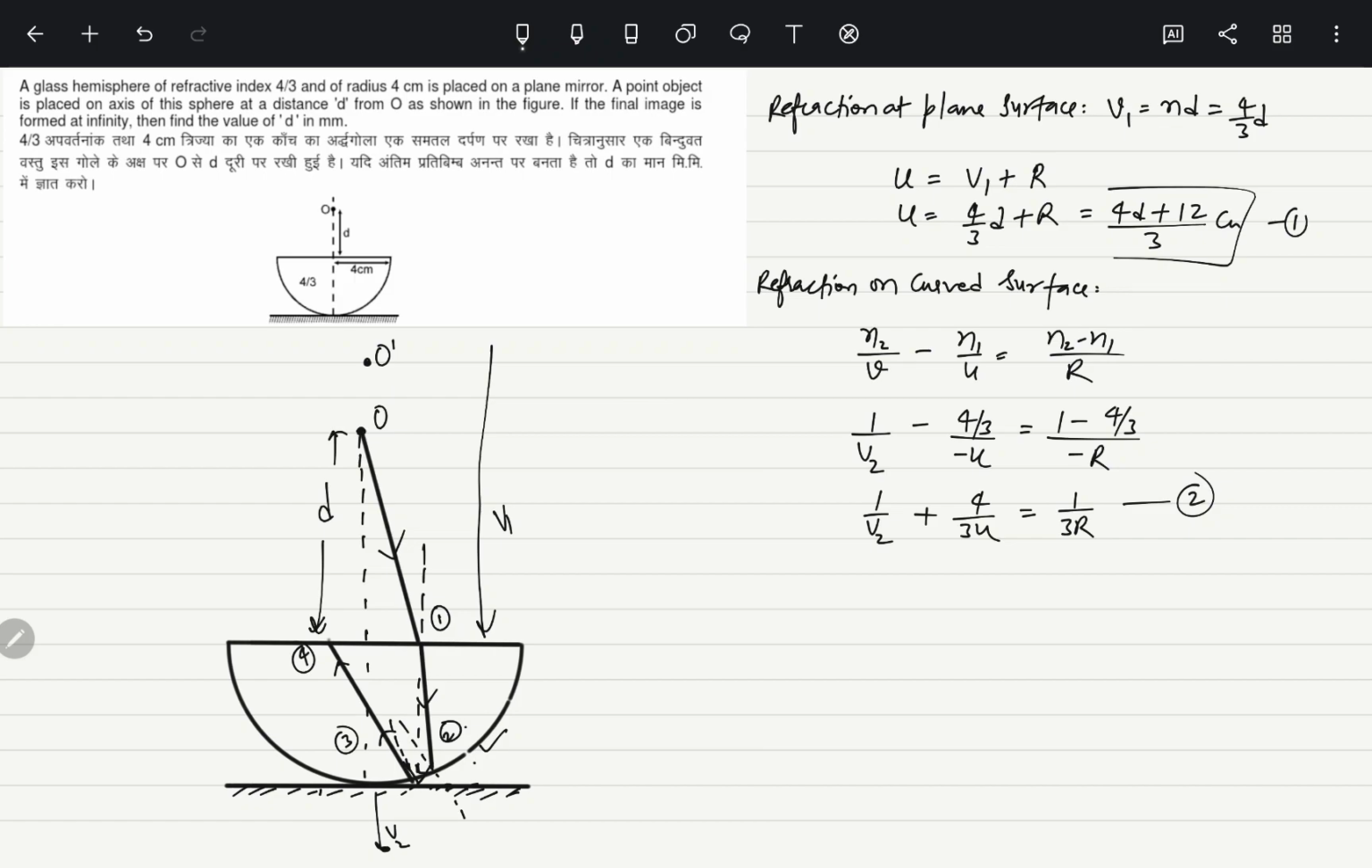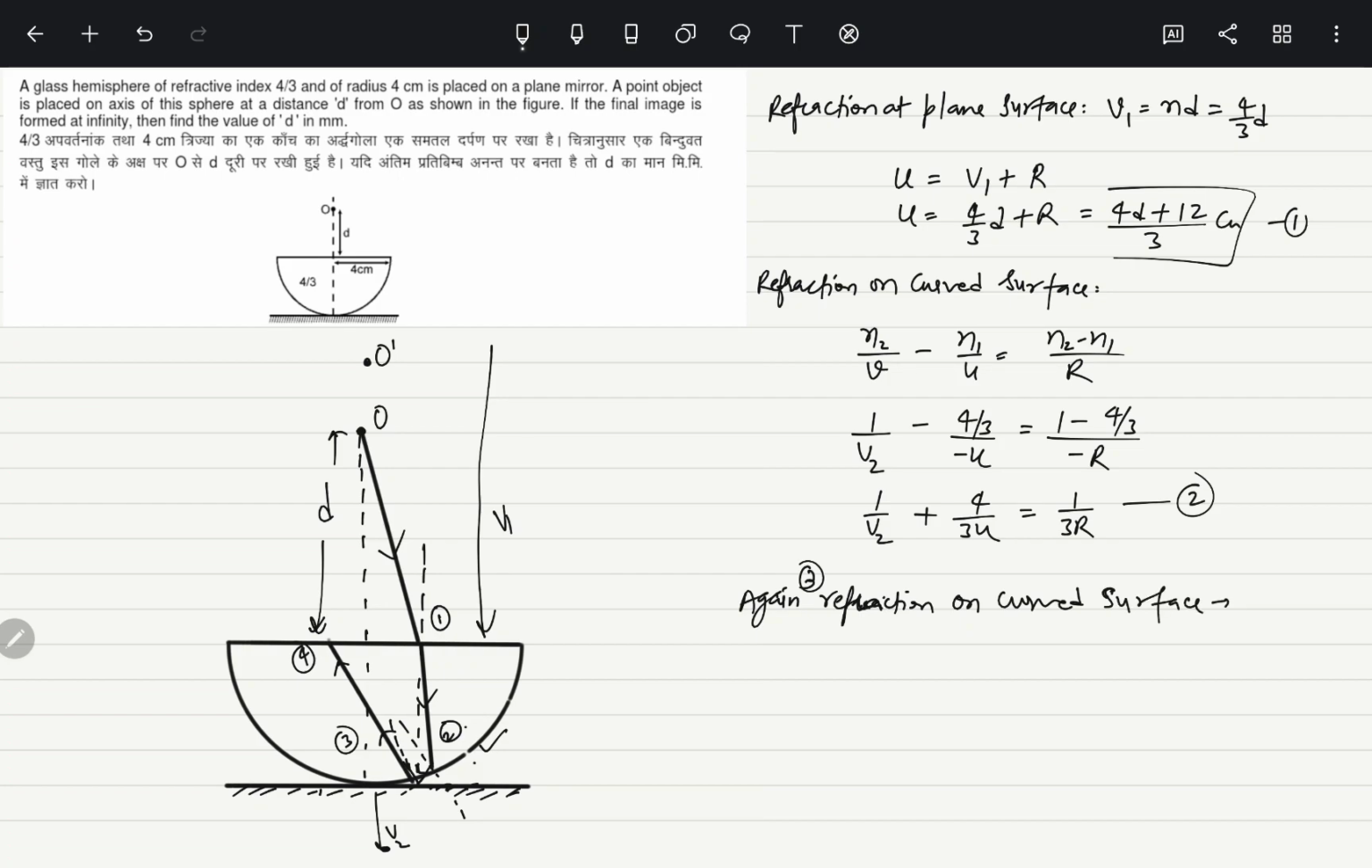Okay, so again there will be one more refraction, the third refraction. For that, the ray is coming from the rarer to the denser medium now, entering the medium again. So let's say again, third refraction on the curved surface.